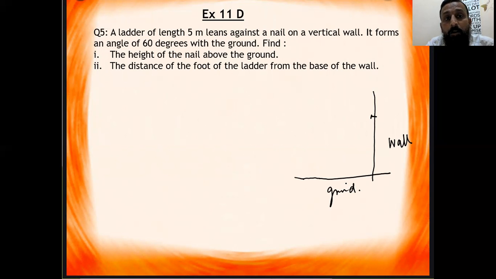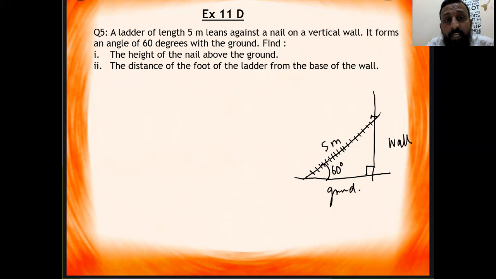A ladder of length 5 meters leans against a nail on a vertical wall. A ladder is placed something like this. This is our ladder. And these are the steps of the ladder. I hope this makes sense to you guys. The length of the ladder is 5 meters. And here is a 90-degree angle between the wall and the ground. We know that. Now, it forms an angle of 60 degrees with the ground. So let's make this 60 degrees angle, boys and girls.